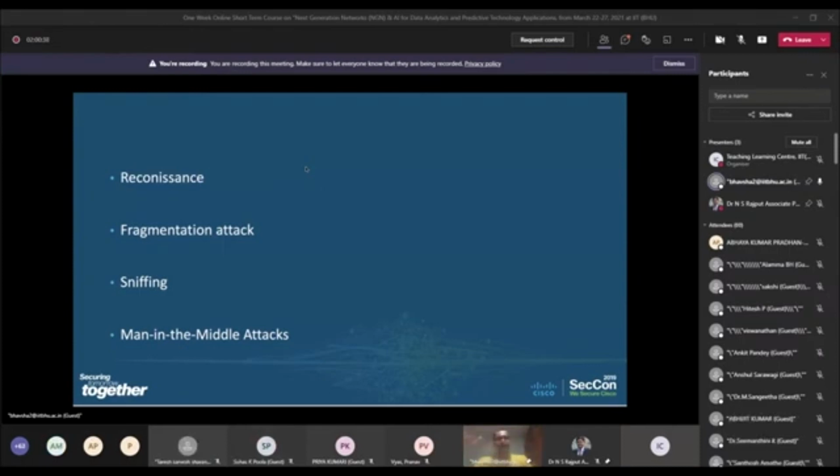Man in the middle attacks are basically, once you have sniffed what is happening between them, you think of different ways to modify the data. At the same time, you can do replay attacks where you have modified the data, and also make sure that the end device is affected, where you add some kind of malware and make the end device behave abnormally. So that's what we call man in the middle attacks.